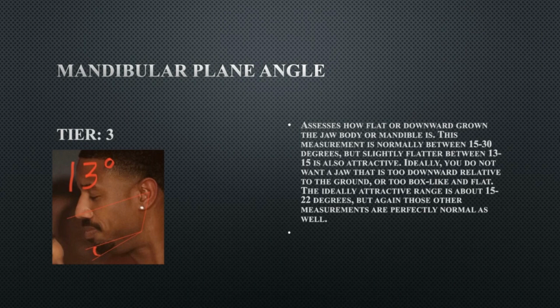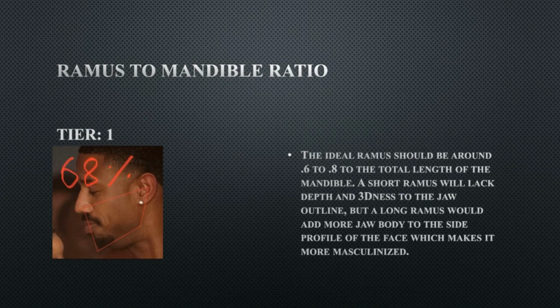The mandibular plane angle is 13 degrees, and this is a tier 3. Now he doesn't have a downswung mandible at all, which is perfect, and that's probably one of the reasons why he can get away with so much submental fat underneath the jaw. The ramus to mandible ratio is at 68%, so he does have a lengthy ramus compared to his mandible.